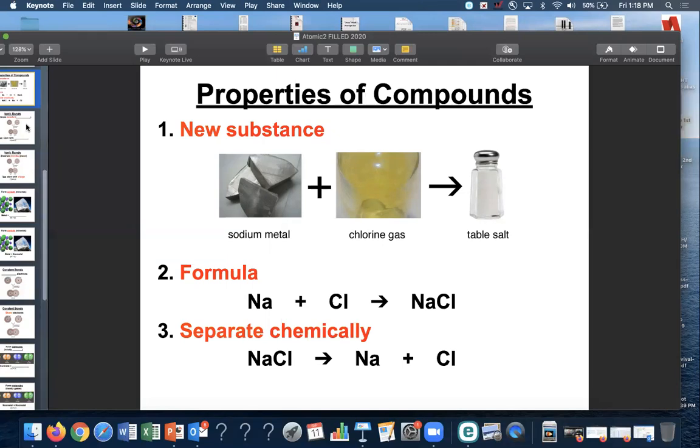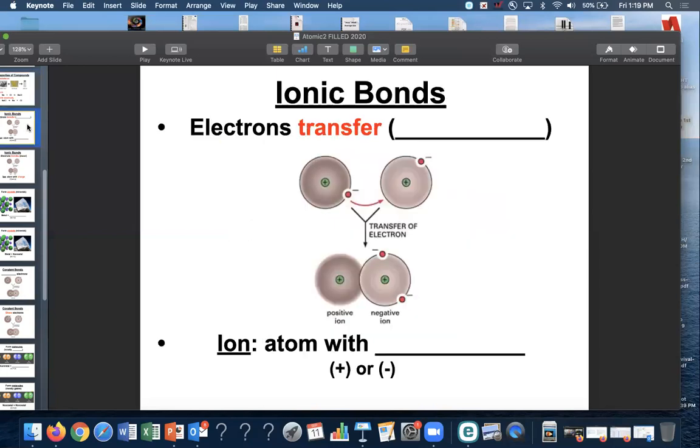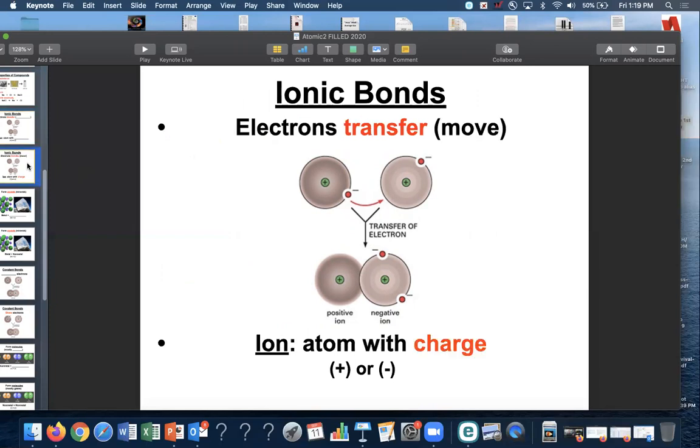So there are different ways that atoms can combine and join with other atoms. The first one is an ionic bond. In an ionic bond, electrons are transferred, they're given to other atoms. When this happens, that forms an ion, which is just an atom with a charge.